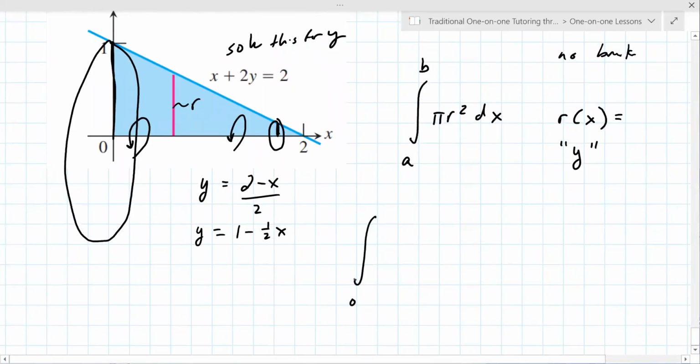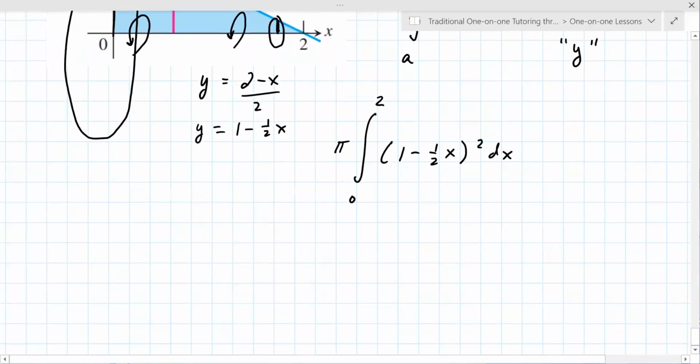So for this problem, you're going from 0 to 2 along the x-axis here. Better to move that pi on the outside. And then it's 1 minus 1/2 x squared dx. So to integrate this, you really should expand the binomial first. So that's 1. And then, if you do your outer and inner, or if you want to use your formula for this, it doesn't really matter. You just got to get the right combination of things here.